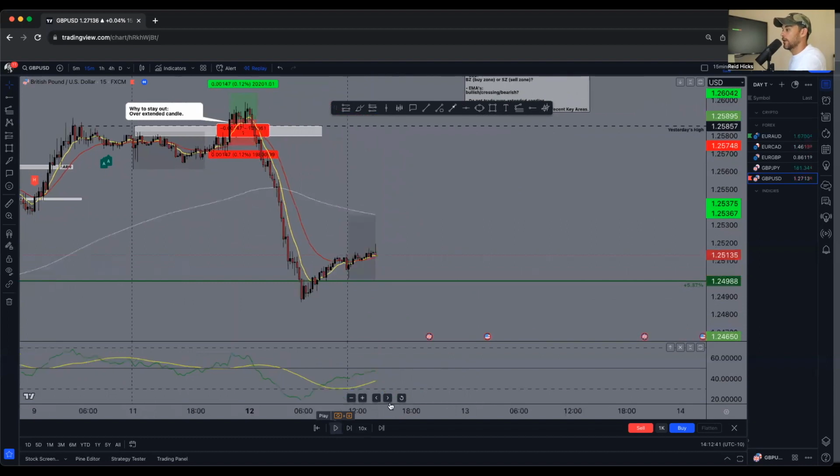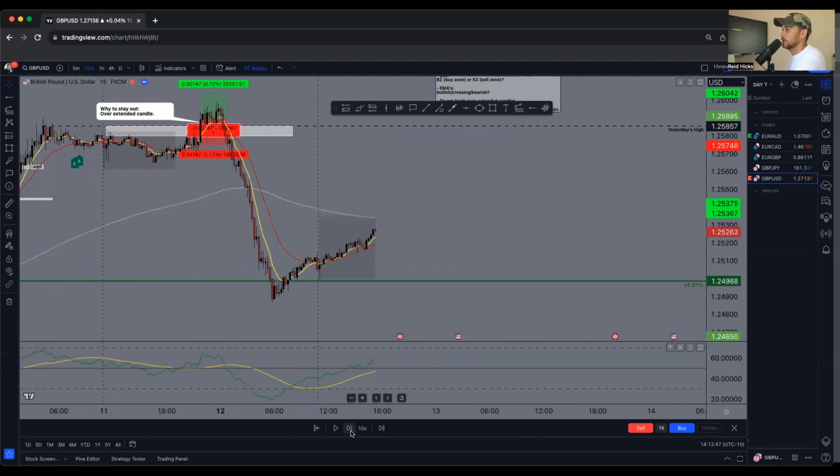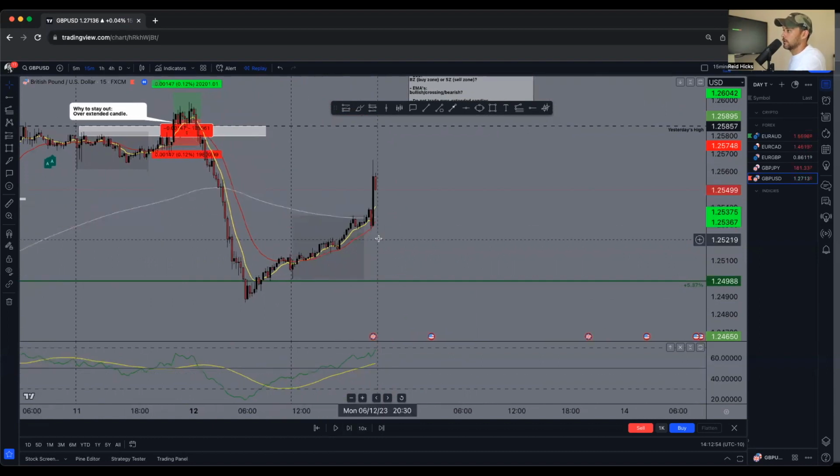There we go. We're in the Asian session now, in the sell zone. L50 is rising though. Wow, it rolls all the way. Ooh, wow. Strong bullish momentum here. Oh, there you go. Overextended candle. There's no entry here for my system. I'm just going to let it go.